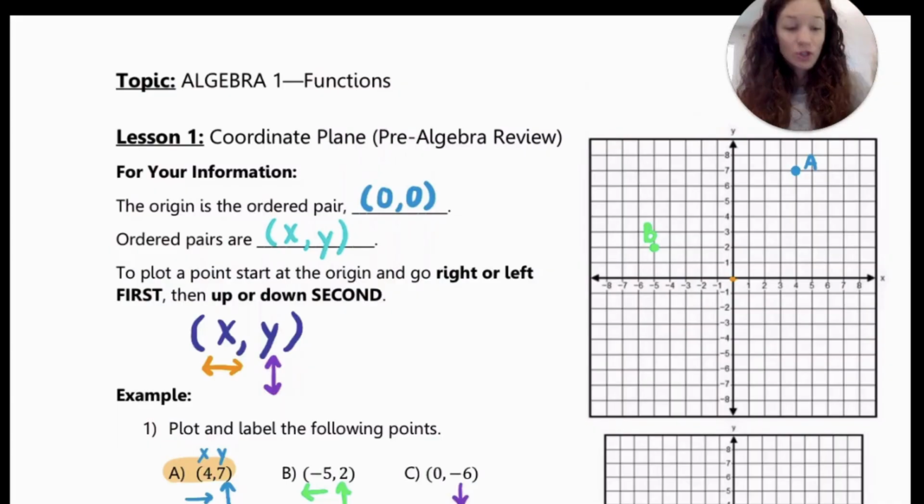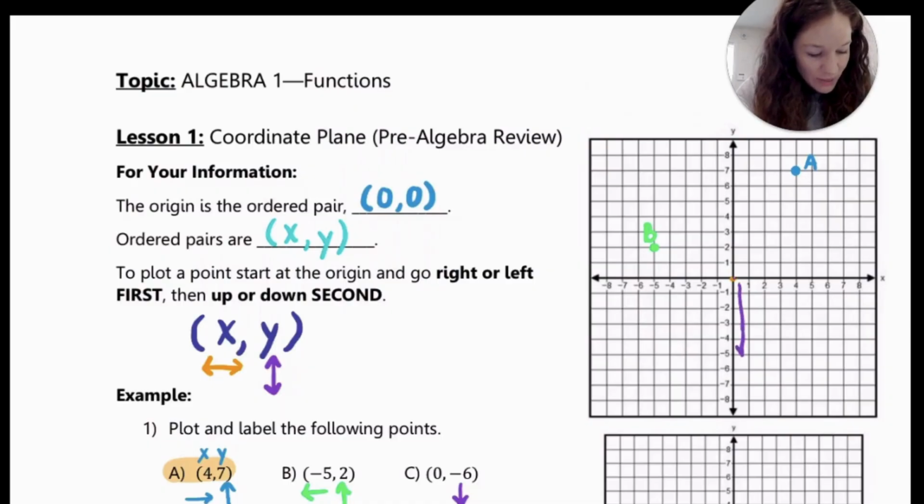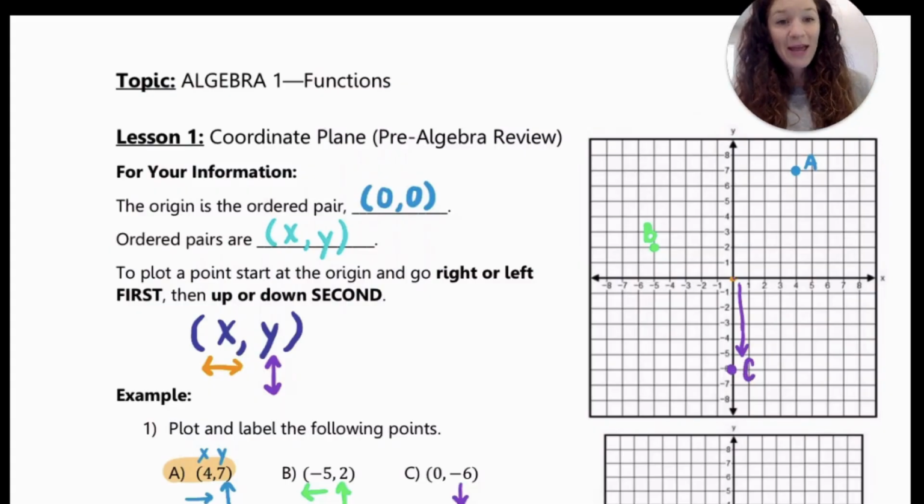So what I'm going to do is I'm going to say, okay, here I am. I'm not traveling right or left at all, but now I need to travel down 6 and put a dot. And so that is my third point, which I'm going to label C. Okay? So that is how we plot points. We travel right or left first, and then we're going to travel up or down second. Okay?